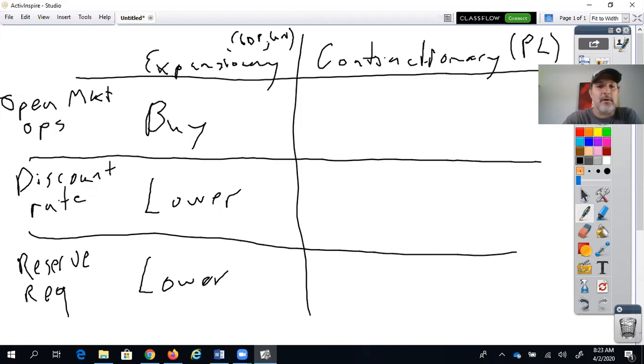So these three here are the ones they use the most: buy bonds, lower the discount rate, lower the reserve requirement. All right. Contractionary policy is if they're trying to stop people from spending money. People are spending too much money, they're overheating the economy.